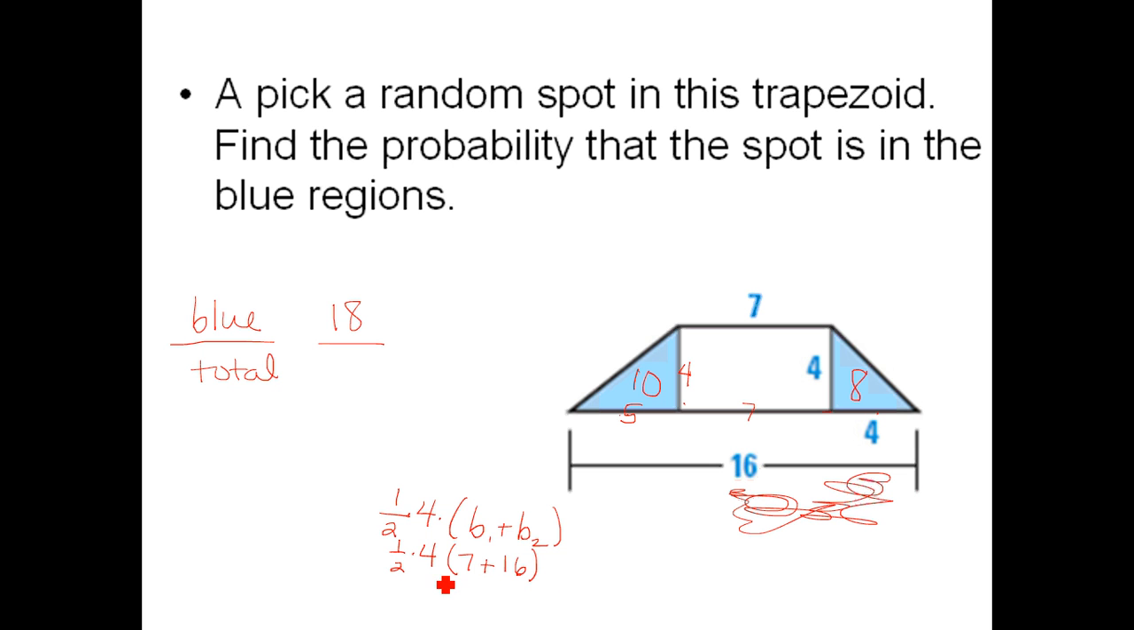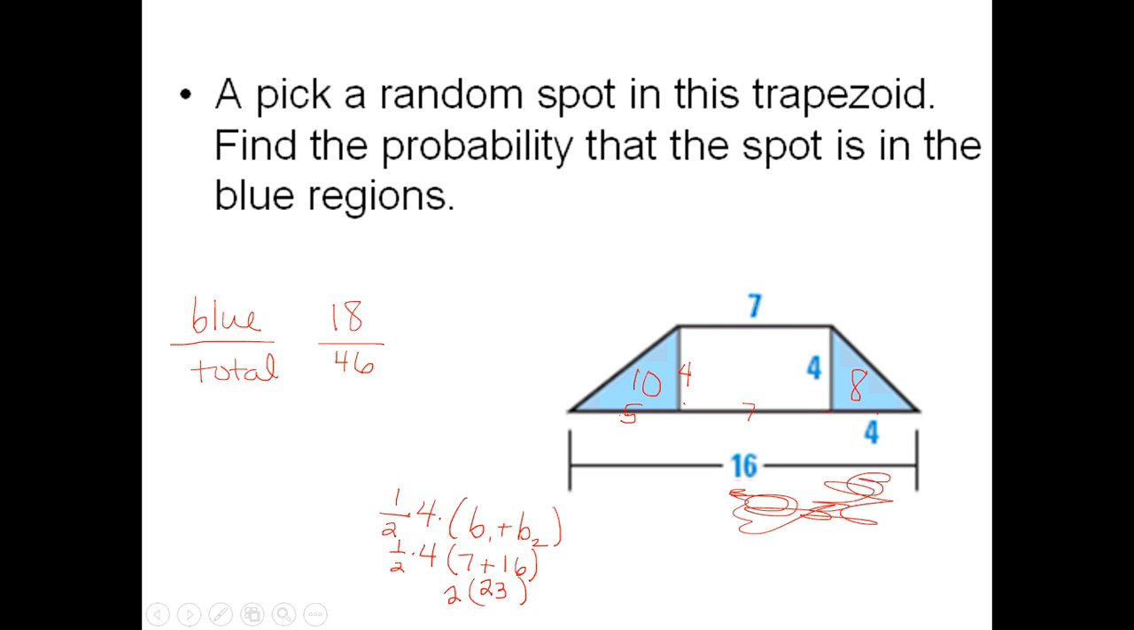So if I start in the parentheses there, I'd have 7 plus 16 is 23. So I have 1/2 times 4 as well. That'd be 2. So I have 2 times 23 is 46. So the total area is 46.